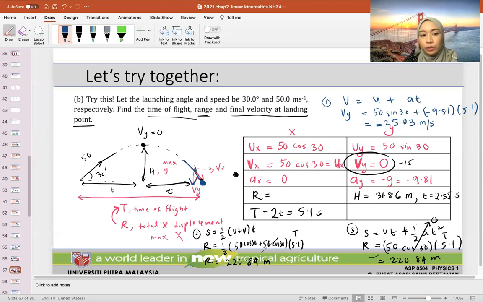Okay, with that said, we already have our Vy at this point. What is the Vx at this point? Kita ada Vy. What is our Vx? So people are writing in the chat box. So it's minus 25.03. Salah. Okay, what is the Vx at this point, at the final landing point? What is the Vx?